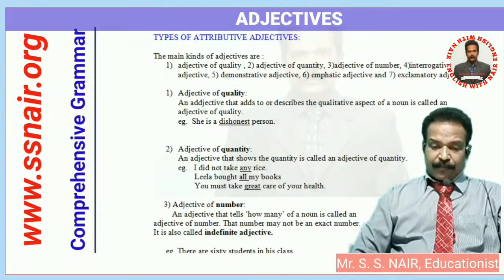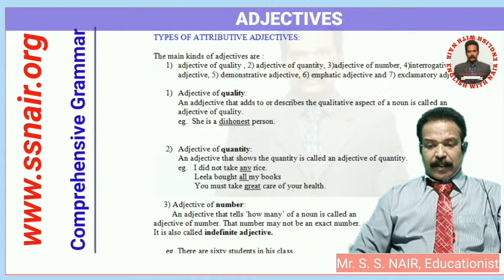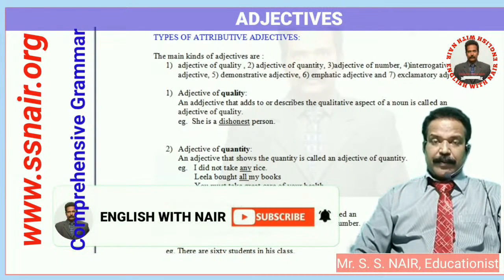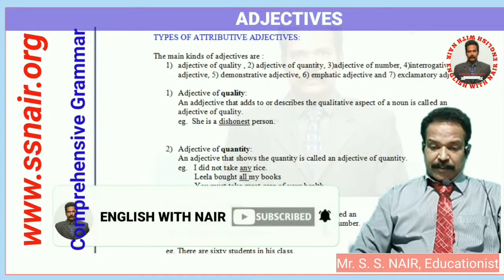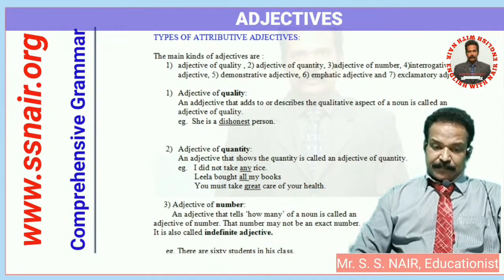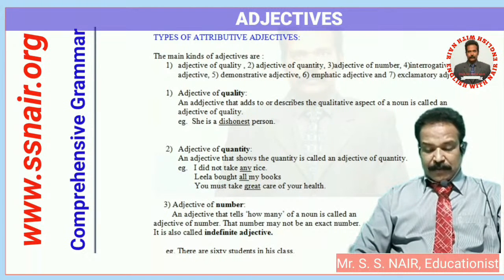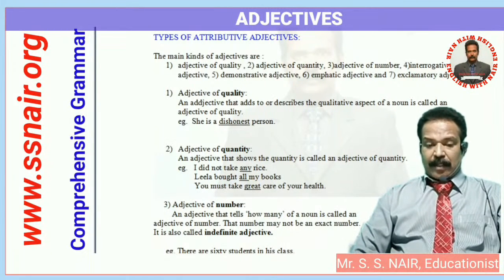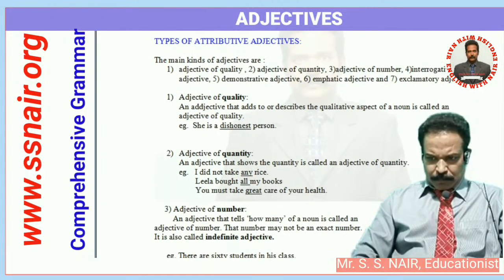We shall discuss the types of adjectives. The main kinds of adjectives are adjectives of quality, adjectives of quantity, adjectives of number, interrogative adjective, demonstrative adjectives, emphatic adjective, and exclamatory adjective. So hope you memorized there are 7 types of adjectives, not only one. Now let us see in detail about each one.